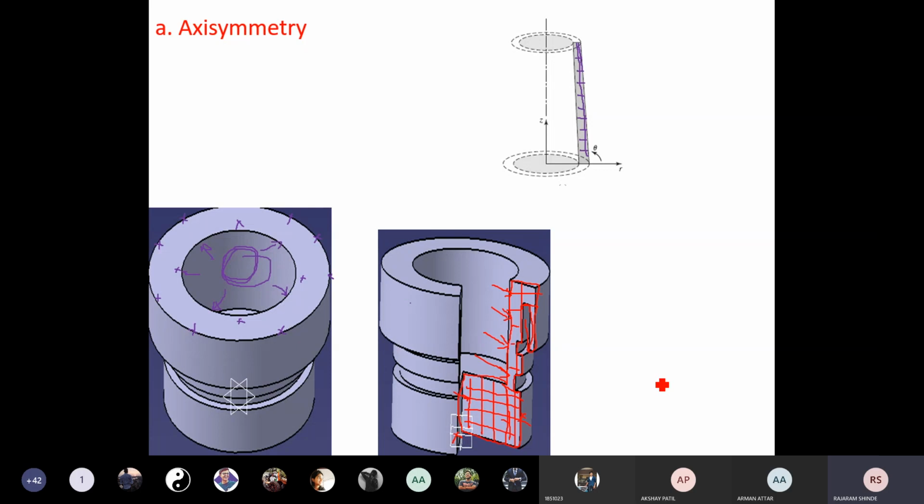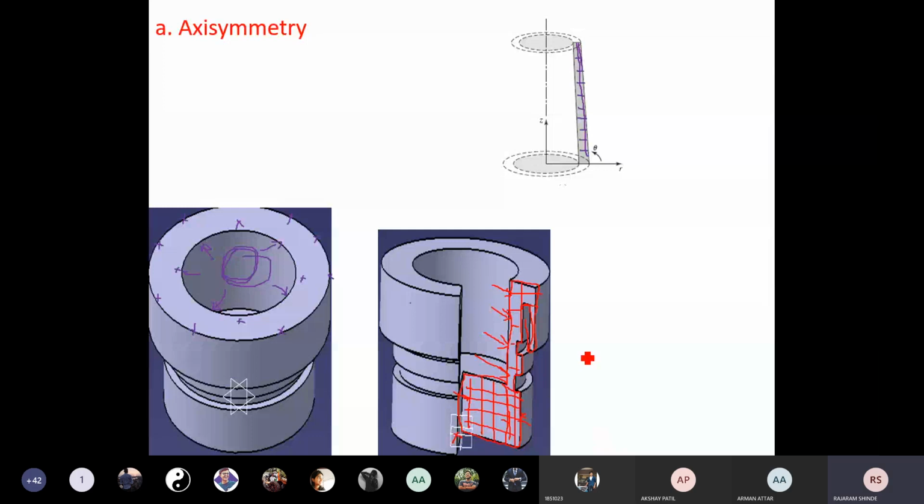Now this is about the axisymmetry. Any doubt in this case? Any doubt in this case? Arman Atar, have you any doubt? Arman? No, sir. Okay, is it clear?